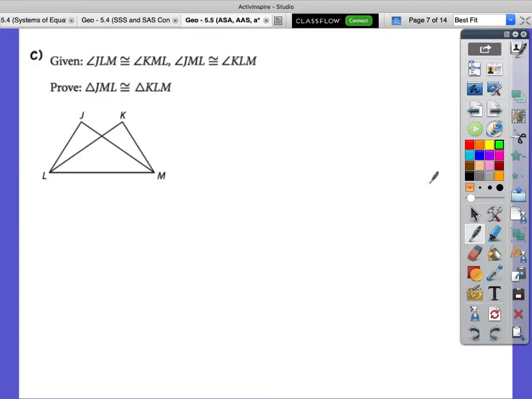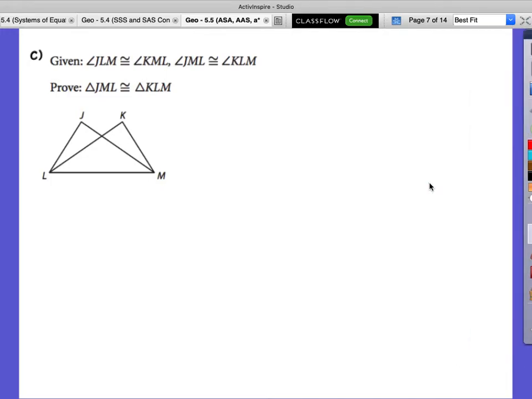On a problem like C, what would be a good thing for us to try, guys? Split the triangles, right? We talked about that. Now let's make sure we know which triangles we're talking about. We really see three different triangles here. The triangle JML, so let's draw that out over here. JML. And then triangle KLM. Now, what information are we told?